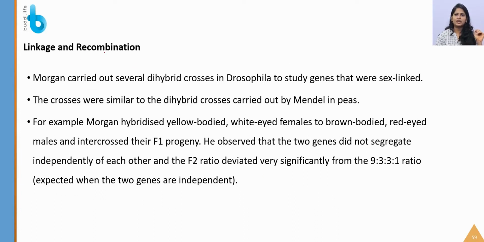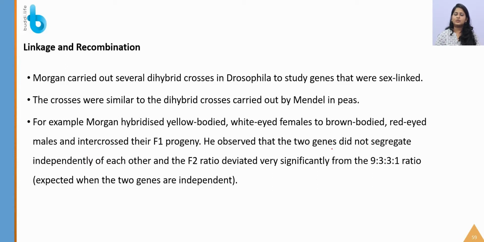Next will be linkage and recombination. Out of his observation, Morgan gave linkage. Morgan carried out several dihybrid crosses in Drosophila to study genes that were sex linked, that is genes that were linked on the sex chromosome. The crosses were similar to the dihybrid crosses carried out by Mendel in peas. So what did he use? He used yellow-bodied white-eyed females and brown-bodied red-eyed males and intercrossed their F1 progeny.